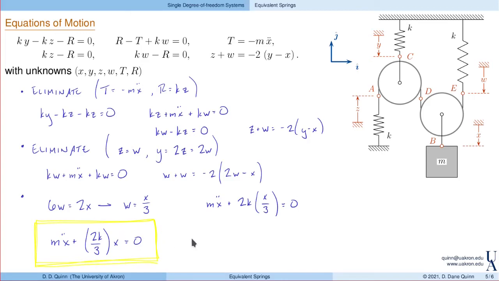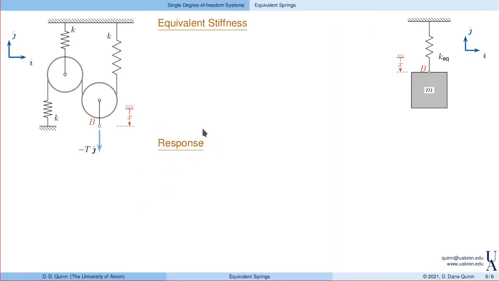I asked you for the natural frequency. Notice that the equivalent stiffness is actually 2k over 3. The equivalent mass, of course, is just m. So the natural frequency is the square root of the equivalent stiffness divided by the equivalent mass. So this simplifies to the square root of 2k divided by 3m. Great. Now, let's go and do a little more. Ultimately, I'll find the response like I asked you in the problem statement.